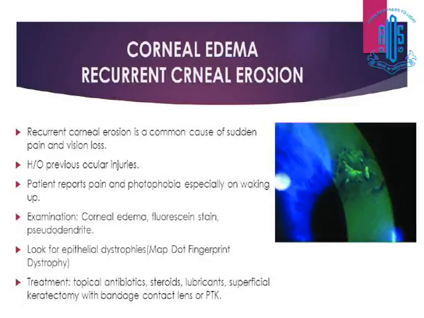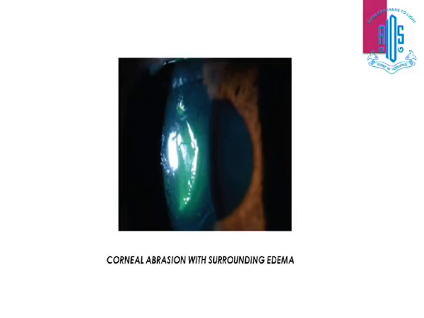And how do you treat this condition? With antibiotics, lubricants. You can give bandage contact lens for almost 6 weeks, and that causes healing of the recurrent corneal erosion and strengthening of the basement membrane complexes. Also, superficial keratectomy has been described, and PTK. This is another patient with corneal aberration with surrounding edema.